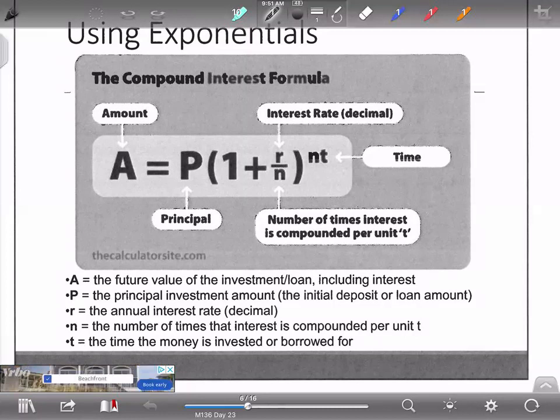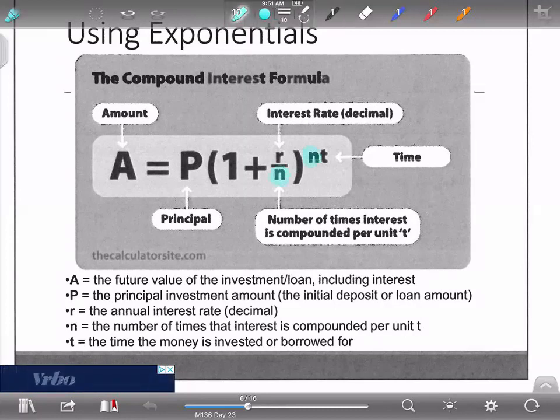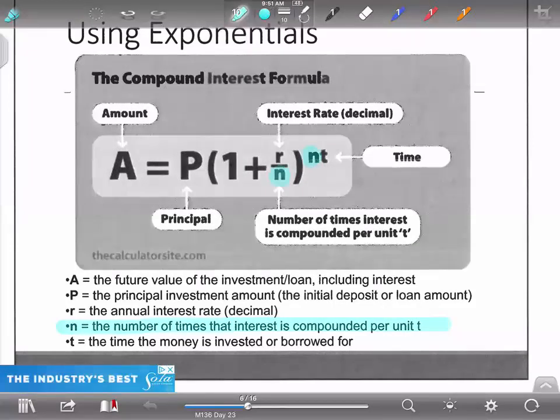N is going to be new here. N is going to be the number of times that you're earning interest. So this right here and this right here are going to be the only things that are really different from what we did yesterday. T is still going to be the time that your money's being borrowed or invested. All of these problems are going to deal with money. Our simple interest formula that we used yesterday dealt with populations and other things. Your compound interest formula is generally going to be just talking about money.